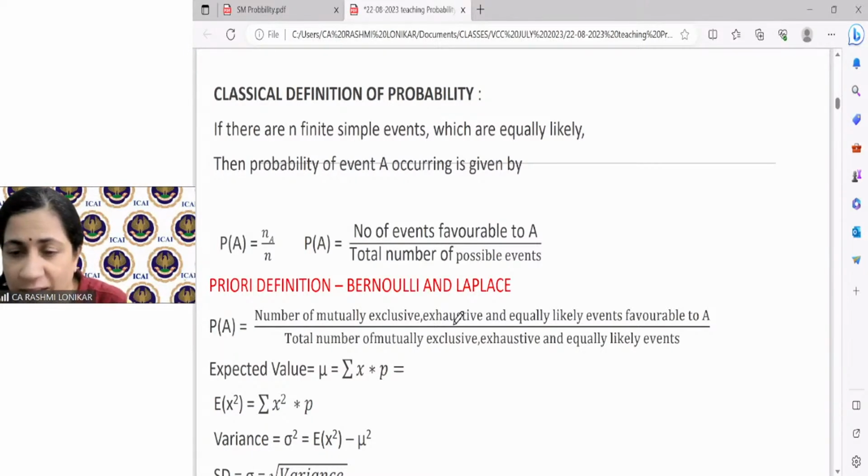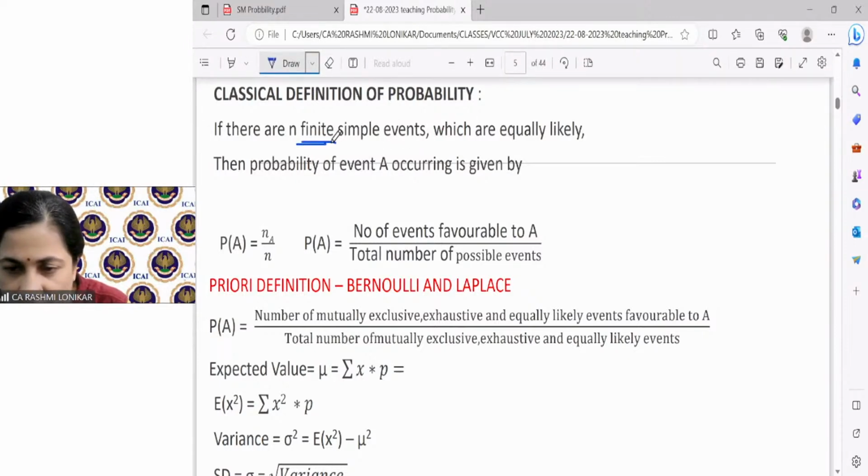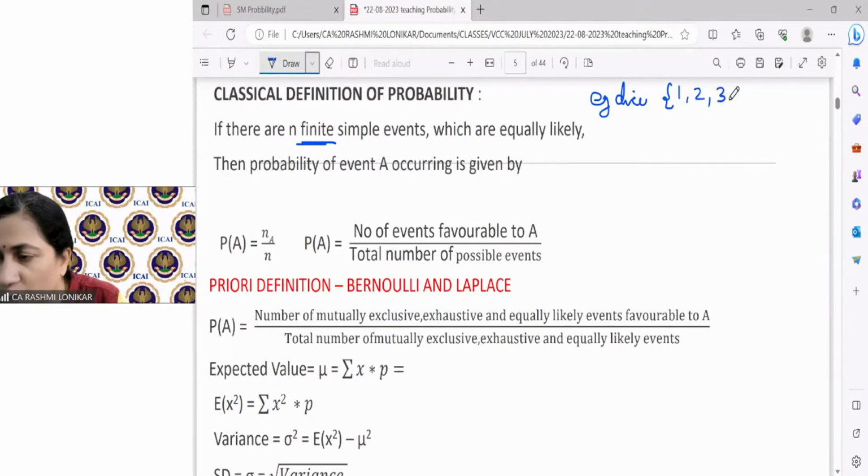Now, what the classical definition says is that if there are n finite simple events, okay, so the word finite is very important, which are equally likely, then the probability of event A occurring is given by P(A) is equal to n(A) upon N, where N is the total number of possible events and n(A) is the number of events favorable to A. What does it mean? For example, I'm talking about the dice. So what is the possibility? 1, 2, 3, 4, 5 and 6. So what is N? N is 6, right?